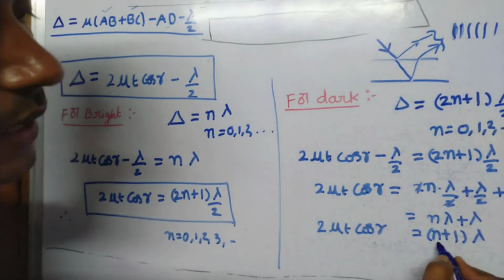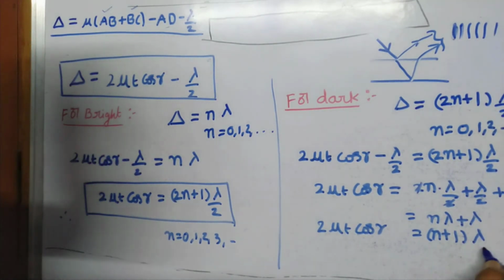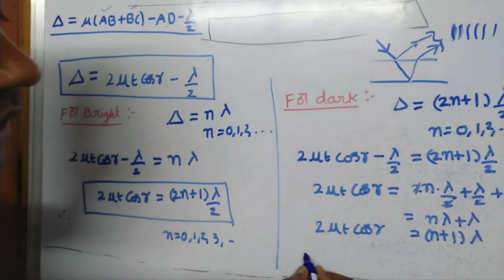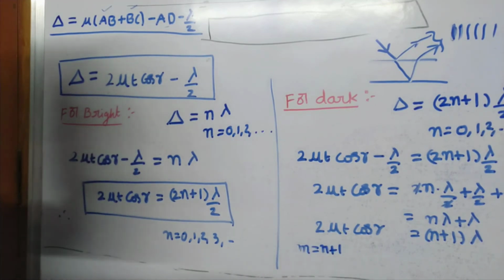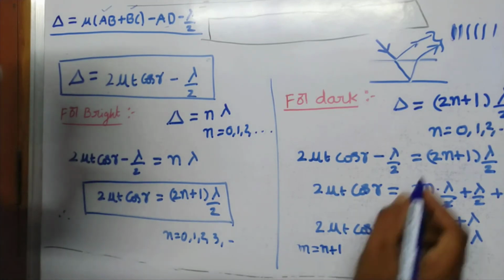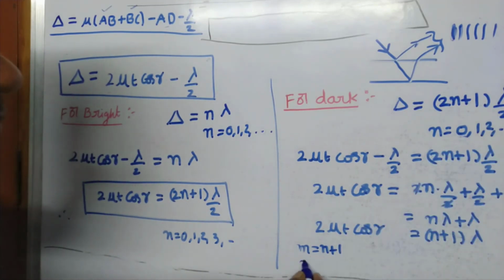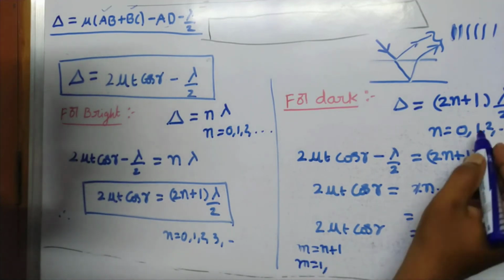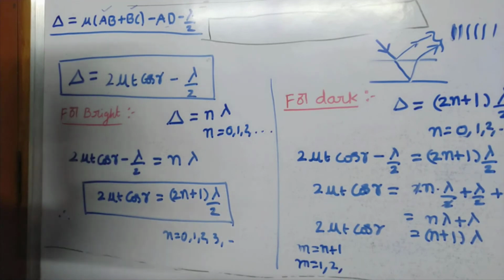Now here, n runs from what? 0, 1, 2, 3. If I take some m equal to n plus 1, so now n is equal to 0. If you put n equal to 0 first, then m is equal to what? m is equal to 1. n equal to 1, I put, m is equal to 2. If I put 2, then 3. So 1, 2, 3, etc.